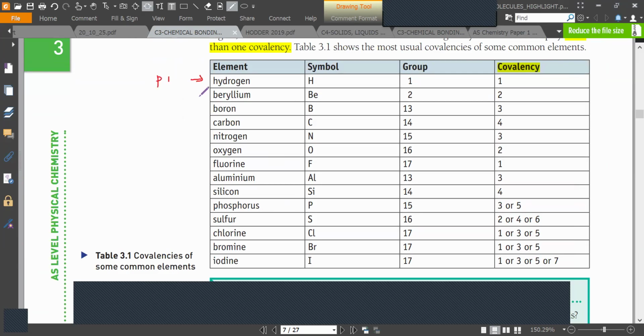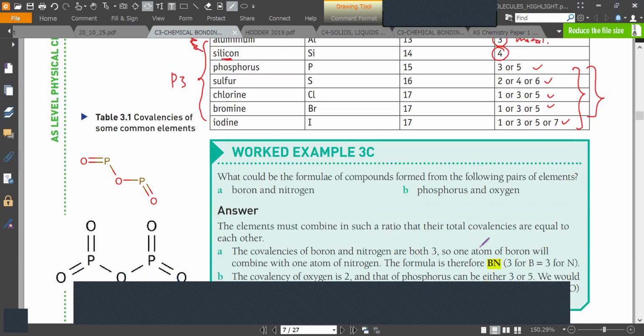This one is period 1, and this is all period 2, until here. Up to here is period 3. For these ones, they can have expanded octet, so they can have more than 8 electrons around them. Aluminum normally does not, because the behavior is more like a metal. Silicon normally no, because it is quite small. But these ones can have expanded octet.